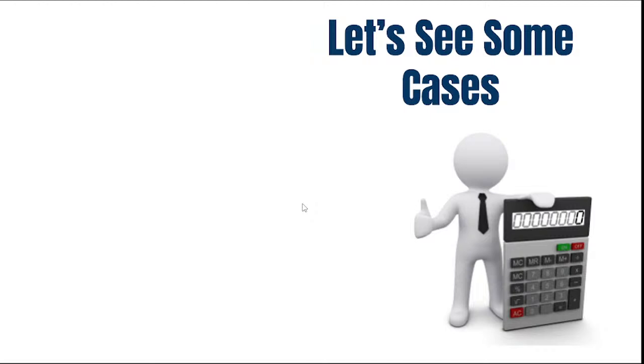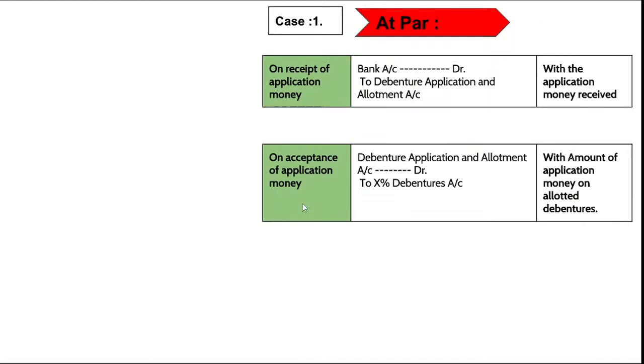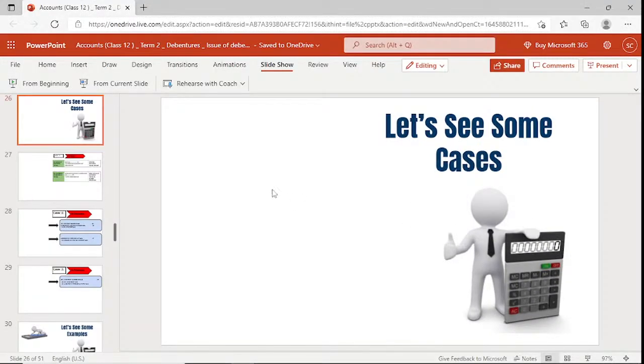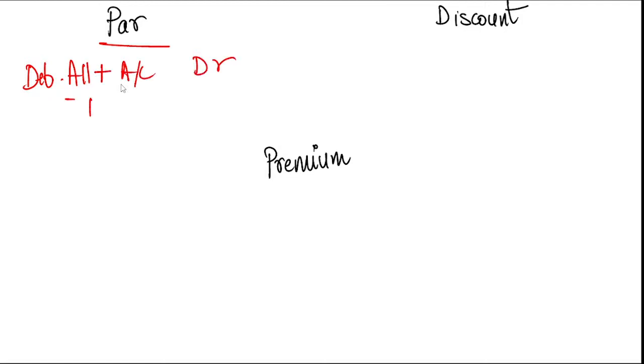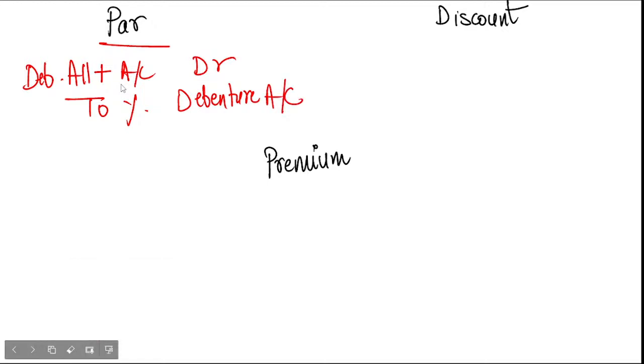Now coming on to the cases: par, premium and discount. So I will take an extra slide with that. What will be the journal entry for par, for premium and for discount? The journal entry for par is normal: debenture allotment account debit, 2% debentures. You will debit debenture allotment and credit the percentage debentures account, as we were passing till now.